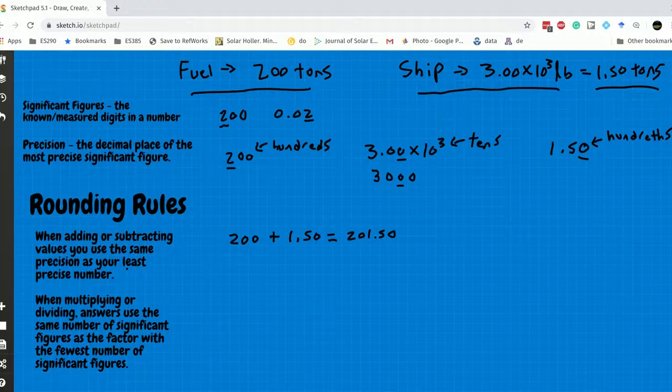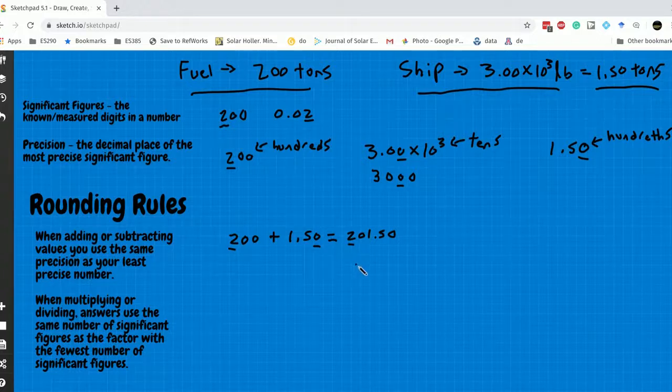Our final answer has the same precision as the least precise term in our calculation. Earlier, we saw that the number 200 has a precision in the hundreds place, and we saw that 1.50 has a precision in the hundredths place. Our least precise term in this case is 200 with a precision in the hundreds place. Our final answer, therefore, should only be precise to the hundreds place.